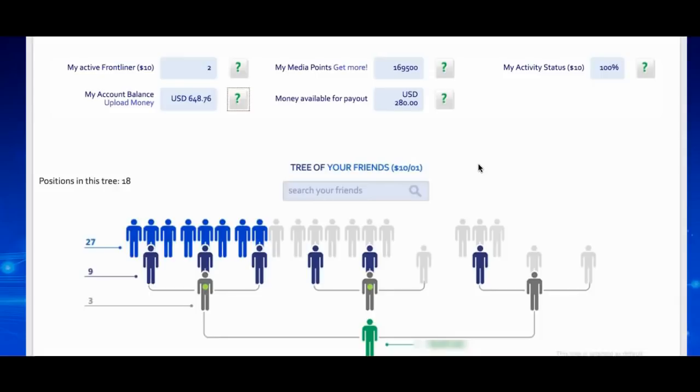Now, how big is this matrix and how does the mechanism work? The matrix is 3 by 10. You clearly see that here you have 1, 2, 3 members at the first layer, then you have 9 members at the next layer, you have 27 members at the layer above. Okay, so this matrix going 10 levels deep means that you have in total, if you accumulate all of those positions, 88,500 and something positions. Now that means 88,500 and some members in the matrix for this main position.